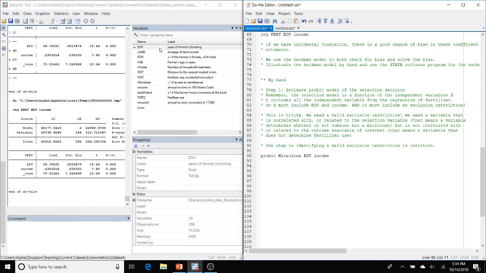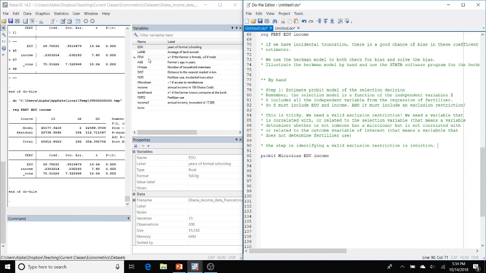Almost certainly, yes. More well-educated farmers will have access to better information about the advantages of using fertilizer. So education's not going to work, because education is going to be correlated with the use of fertilizer. What about land? Land is definitely going to be related to how much fertilizer you use, because the more land you have, the more fertilizer you're likely to use. So land doesn't work for sure, because land will be correlated with fertilizer use.